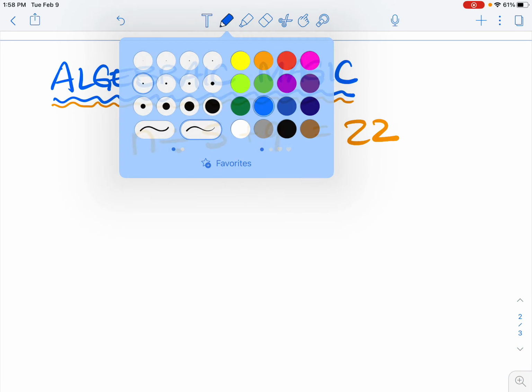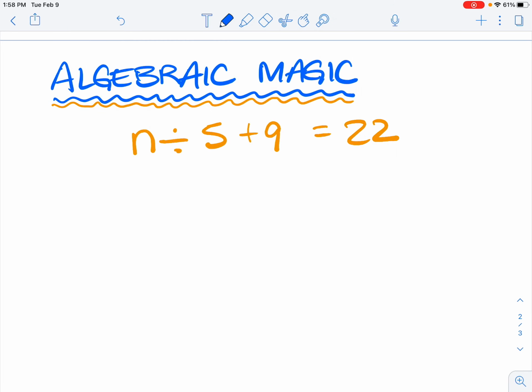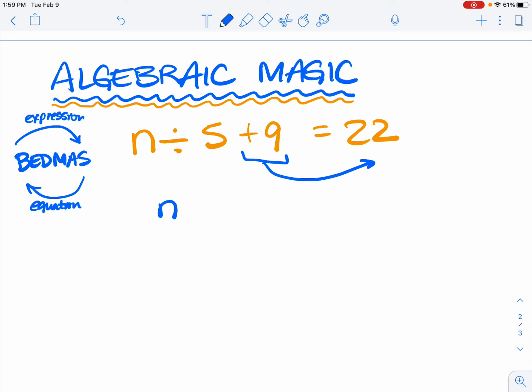So some teachers like to show the BEDMAS backwards, or the reverse BEDMAS method, which is when you're solving regular problems or expressions, you go forward. So this is when you're given an expression. But when you're given algebra, an equation, you have to work backwards to solve for the variable. In that case, you would take this plus 9 and move it to the other side so that you're left with n divided by 5 equals 22 minus 9.